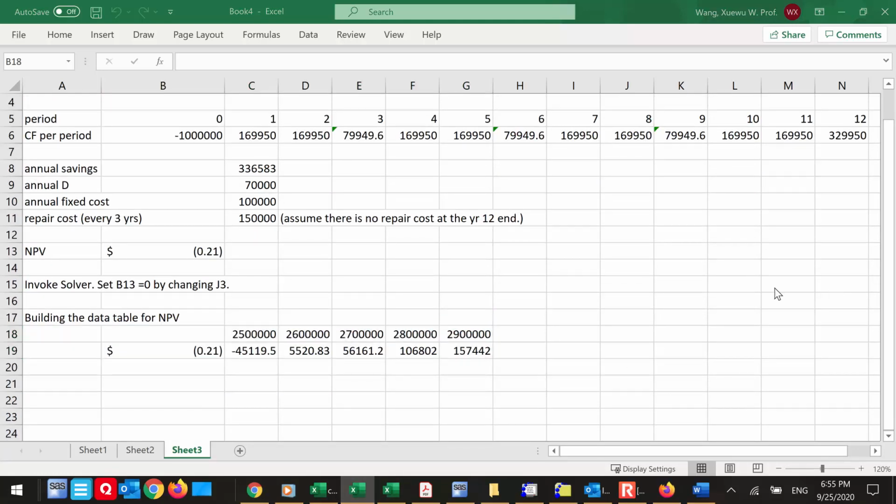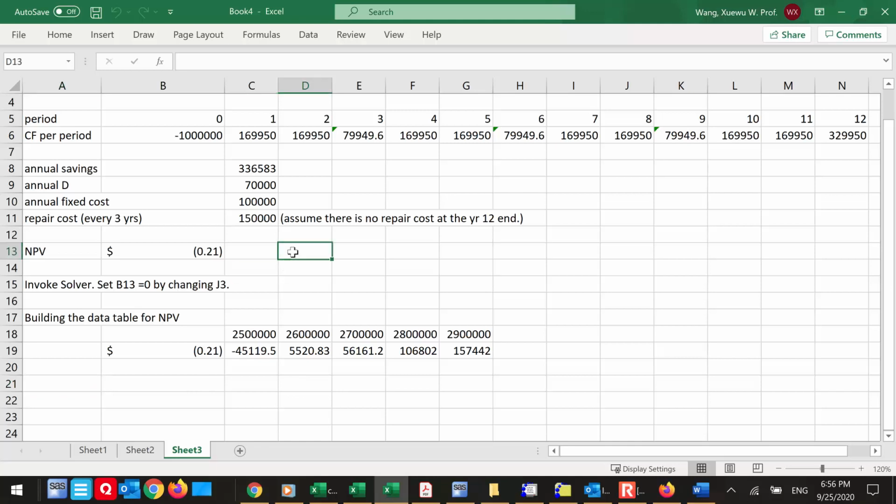This is saying if you're actually producing 2.5 million cans, then the NPV is negative, so it's not worth it. If you produce 2.6 million cans, the NPV of this incremental project is positive, so it is worth it. And if you produce 2.7, NPV is even better. So this is the data table for NPV.